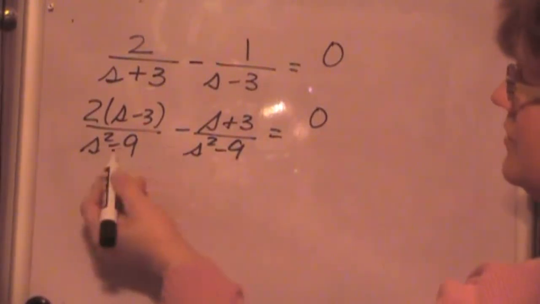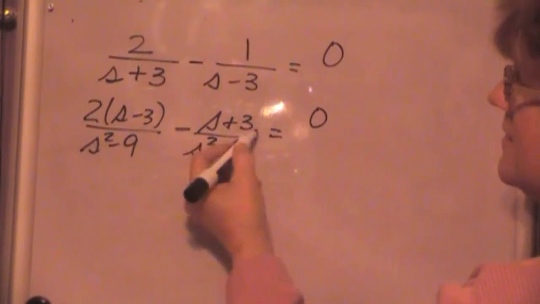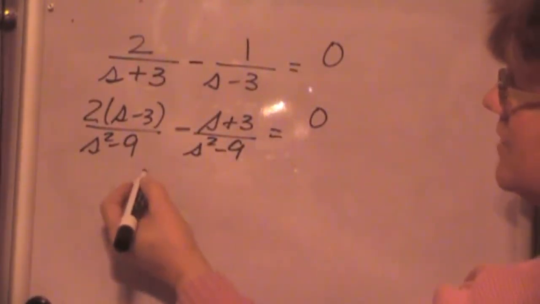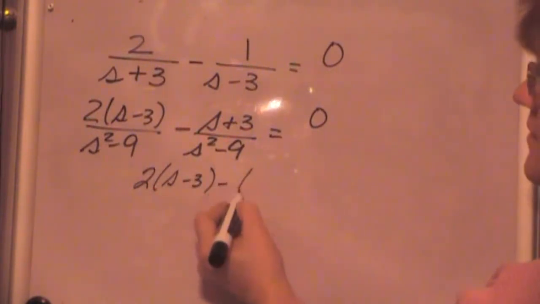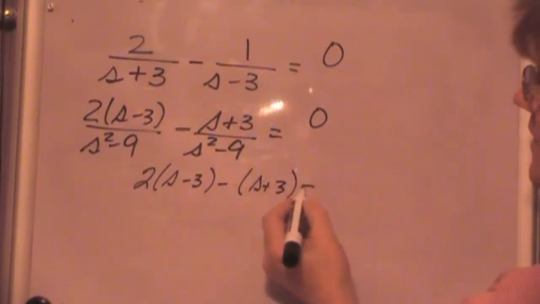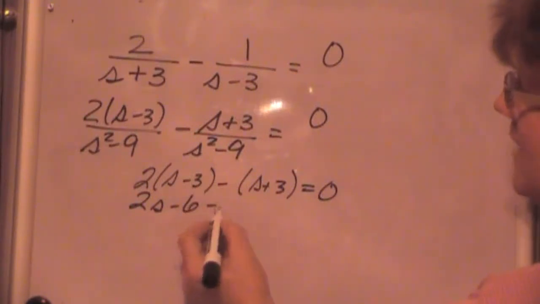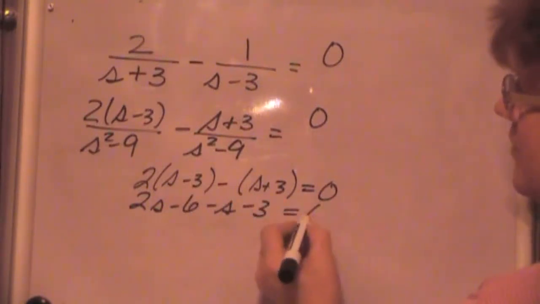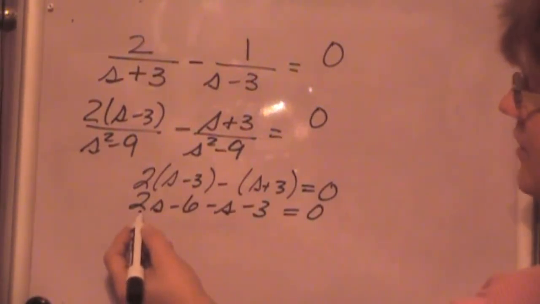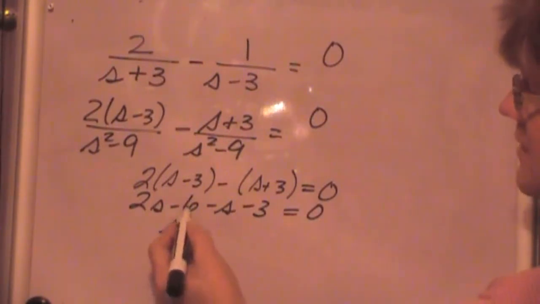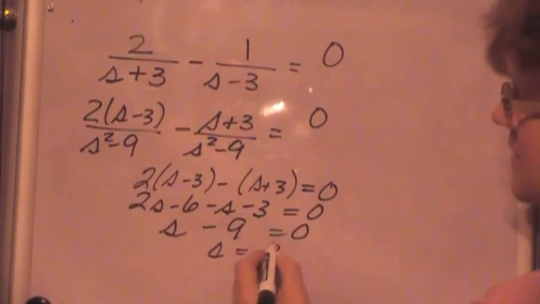Again, I have these two fractions with the same denominator. That means this numerator minus this numerator is equal to 0. So I can just say that 2 times s minus 3, minus s plus 3, notice I put the parentheses in there, is equal to 0. This becomes 2s minus 6 minus s minus 3 equals 0, distributing the negative in front. So now I end up with 2s minus s gives me 1s, negative 6, negative 3 is a minus 9, equals 0, s equals 9.